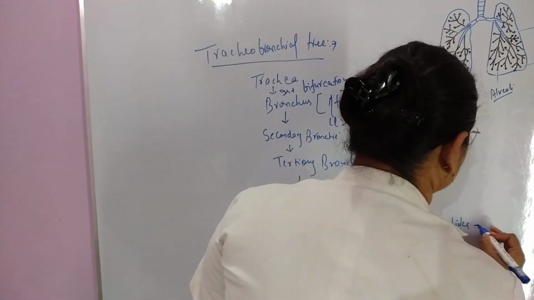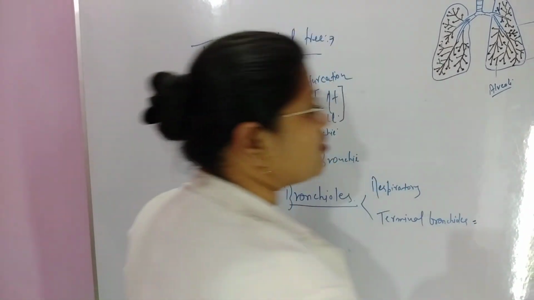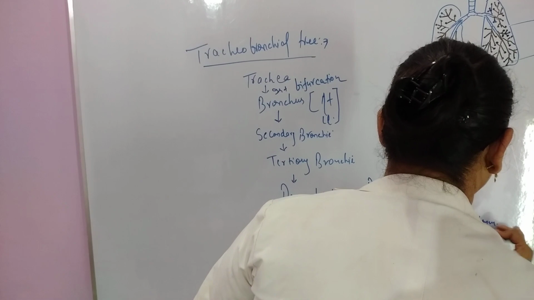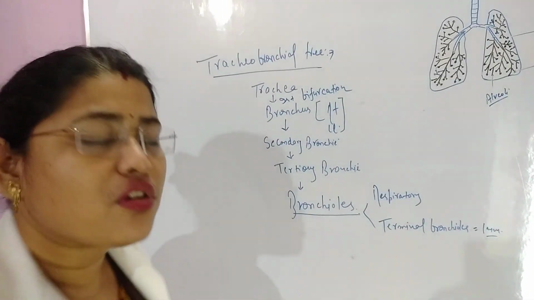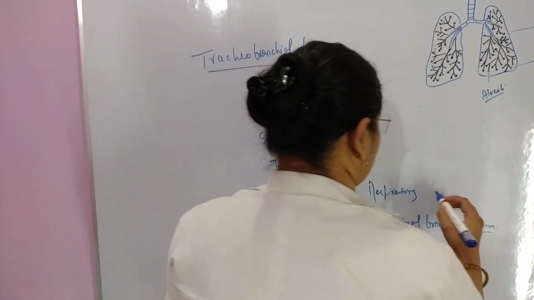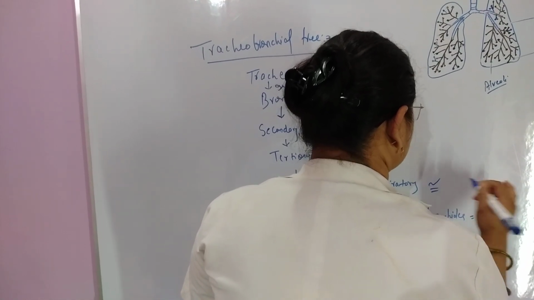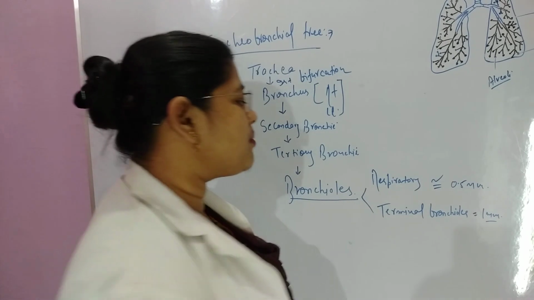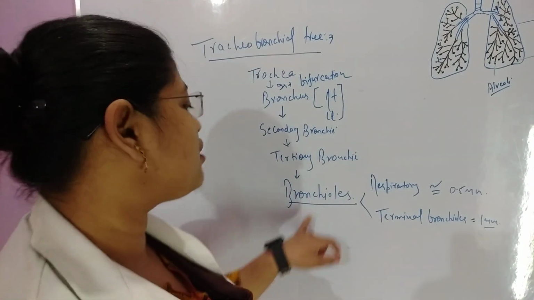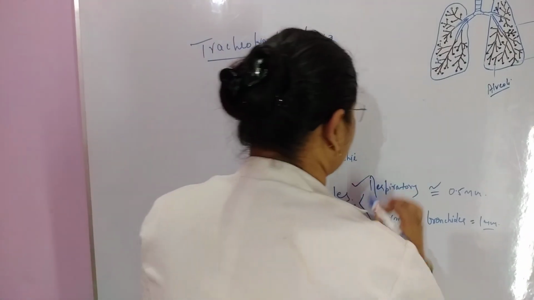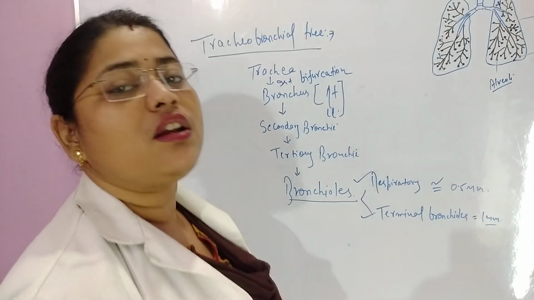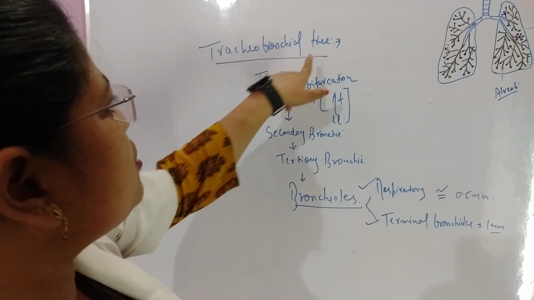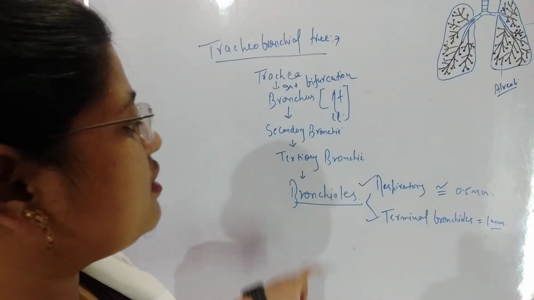Terminal bronchioles have a diameter of 1 mm, and respiratory bronchioles have a diameter of approximately 0.5 mm. So on the basis of diameter of lumen, we can divide bronchioles into respiratory and terminal bronchioles. This is the tracheobronchial tree.